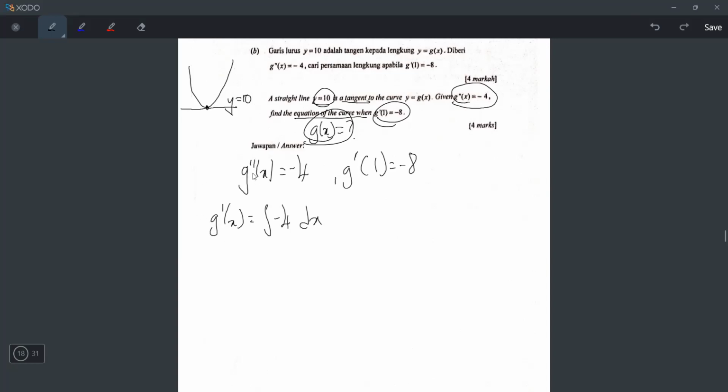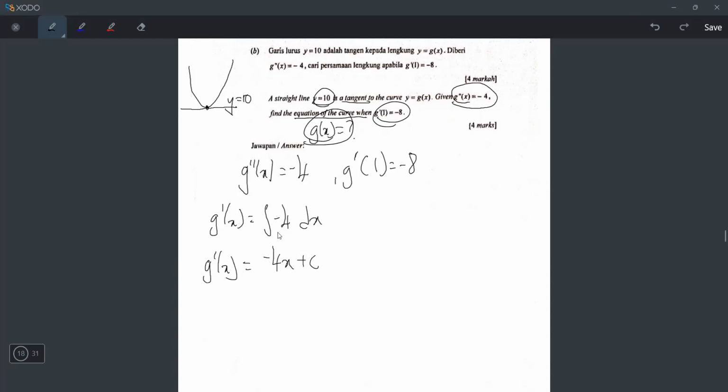Because this is differentiated 2 times. So you integrate this negative 4, and you will get the g prime x. So it will become negative 4x plus c. But I told you, you need to find c. You cannot straight away integrate again. You need to find the c.